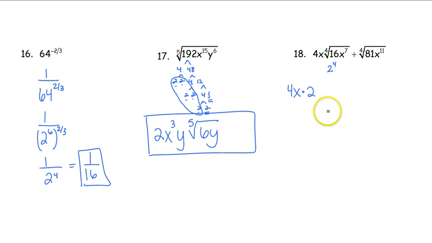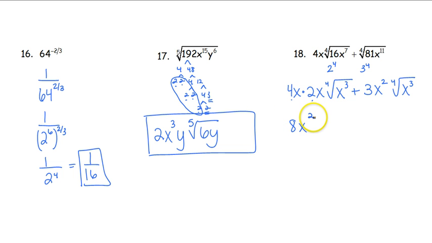X to the 7th, we need groups of 4. We can bring one group out. We don't have any numbers left over, but we have 3 x's left over on the inside. 81 is 3 to the 4th. So we bring that 3 out. We have x to the 11th. We can bring 2 groups of 4 out. That gives us 8. We had 11, which means we're going to have 3 x's left over on the inside. Our first piece, 4x times 2x, is going to give us an 8x squared.